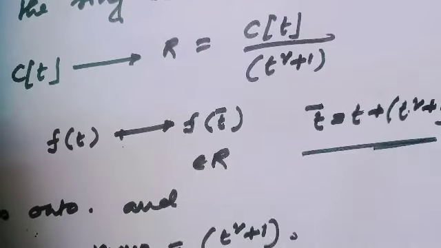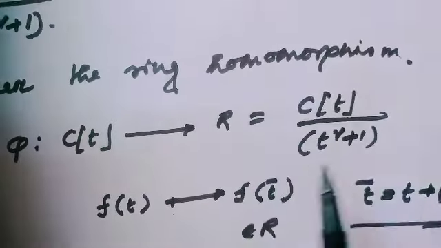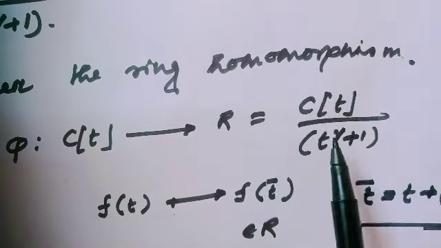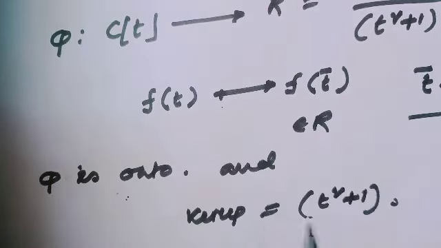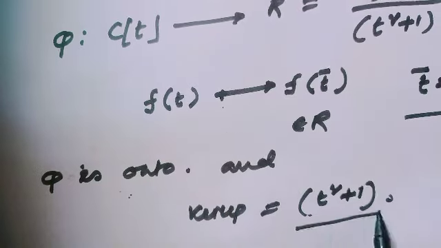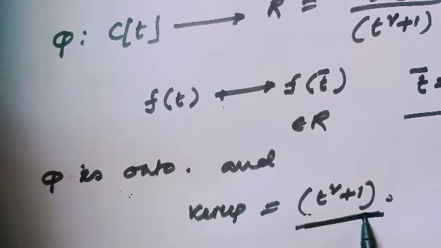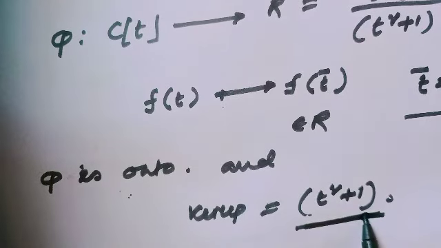Are you getting it? Here, consider the ring ℂ[t] mod (t² + 1). Obviously this mapping φ is onto, and the kernel of φ equals the ideal generated by t² + 1. I leave it for your exercise.